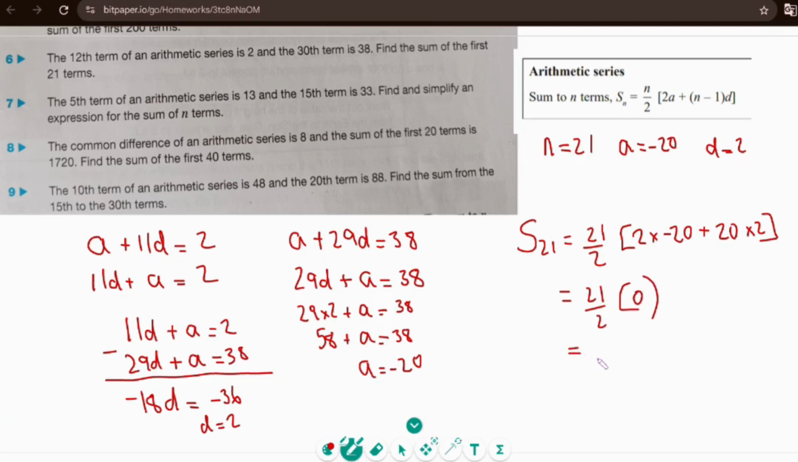Oh, the answer is 0, which is fine, yeah, which does make sense again. Because we're going to have some negative numbers in that sequence. Because the 12th term is 2, isn't it? And the negative numbers counteract the positive numbers to make the sum 0.